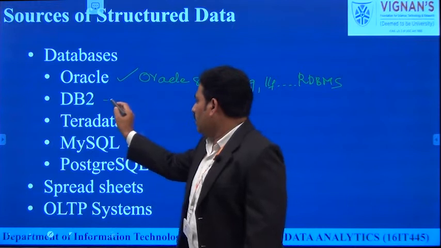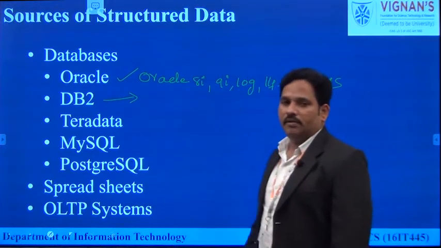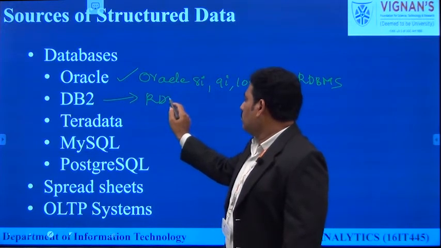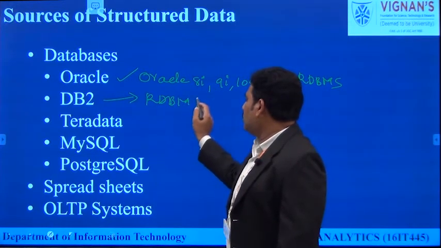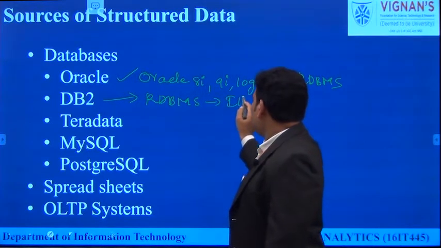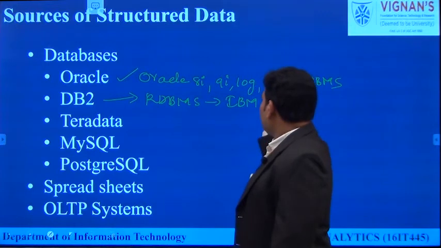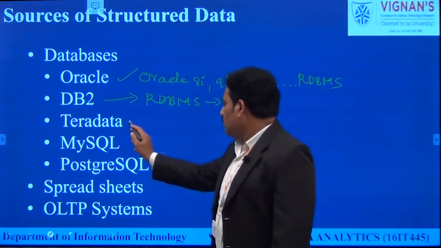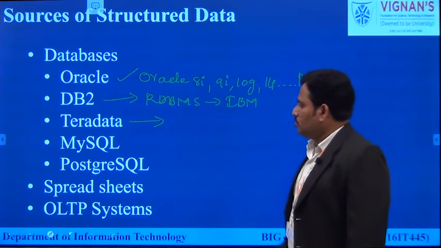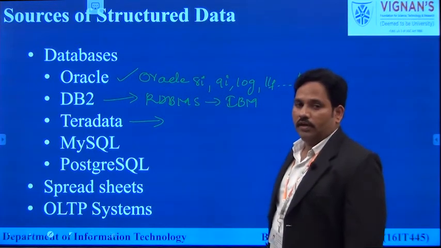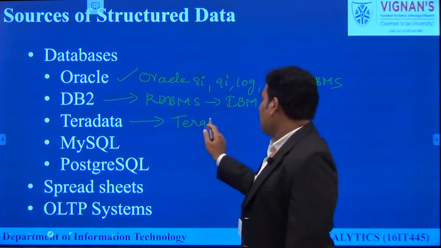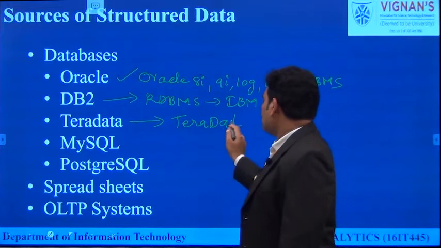And there is one more database which we'll call it as a DB2. This is also a relational database, RDBMS based database which was created by IBM. And there is another large scale database which is used to store enormous amount of data. We'll call it as a Teradata. Teradata came from a company called Teradata itself.